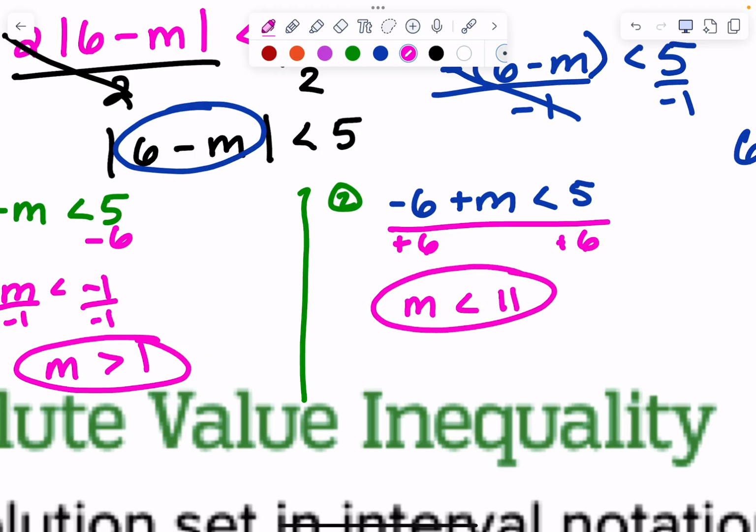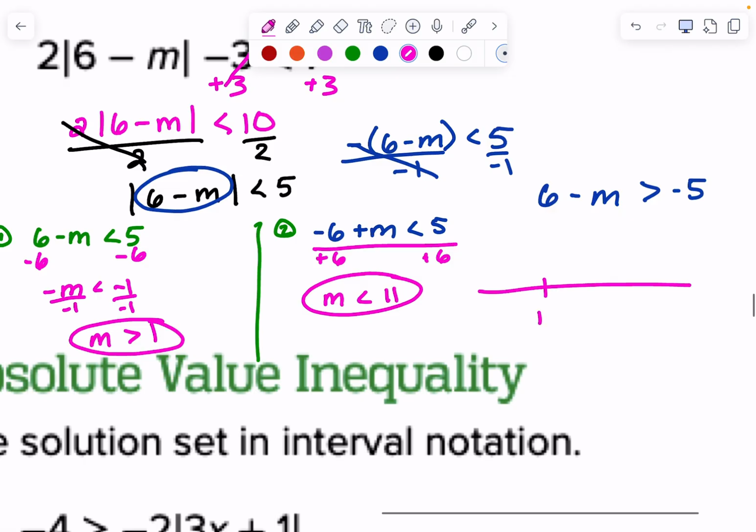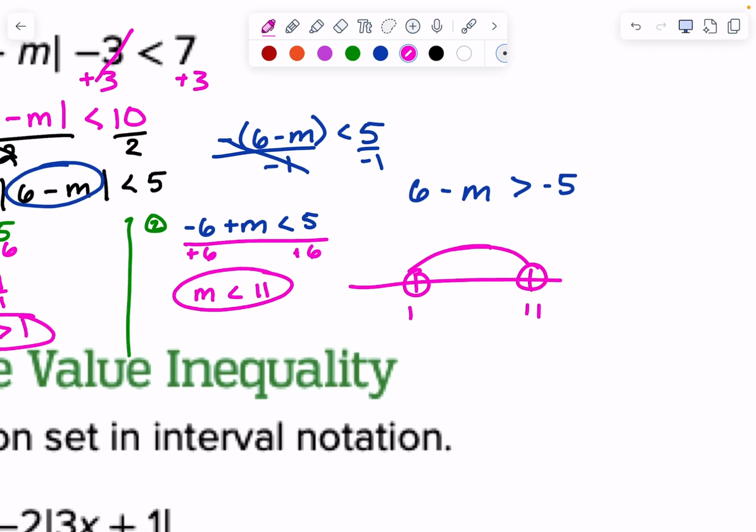Are those going to be together or apart? Together, because 1 is here and 11 is here. Open circles on each one, right? Greater than 1, less than 11. It's going to be that little guy right there. Okay, so there's the graph of him. And you can put them together. So 1 is less than x, which is less than 11. You can write it like that as well. Some people like to do it that way. Okay, and then that is 1 comma 11 paren.